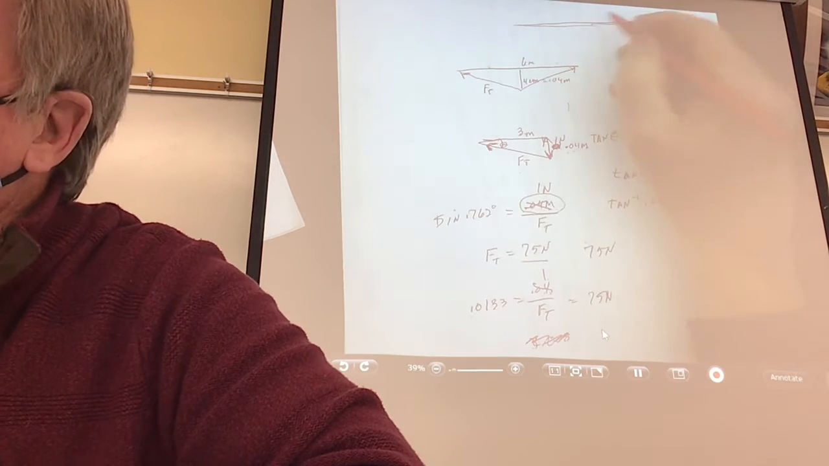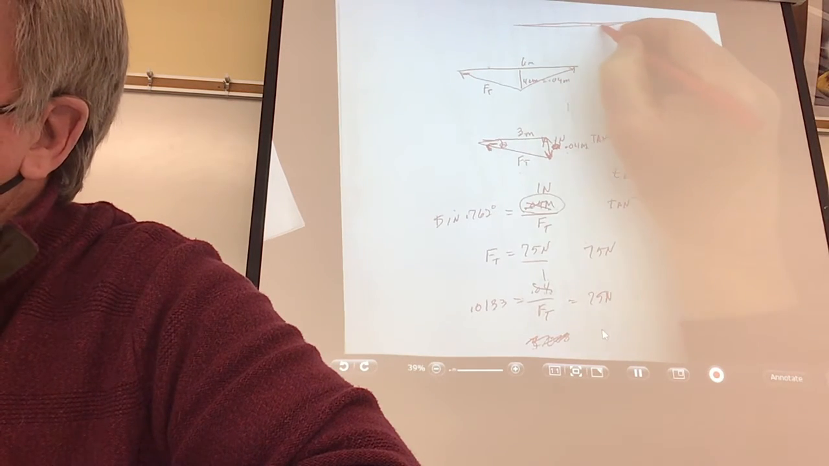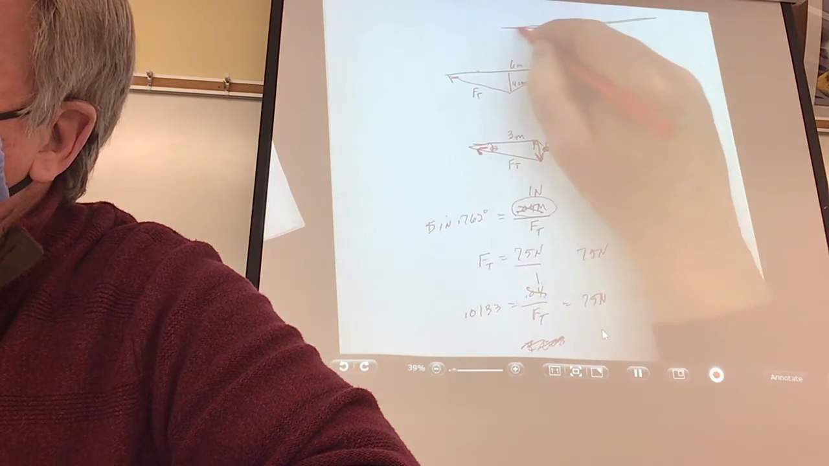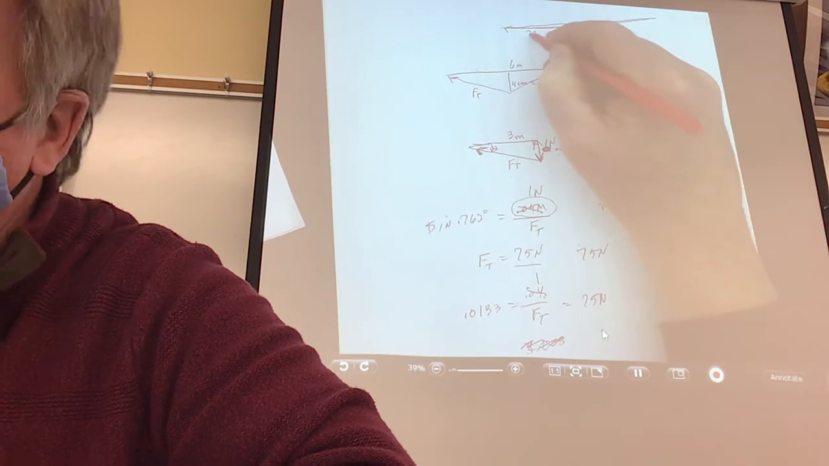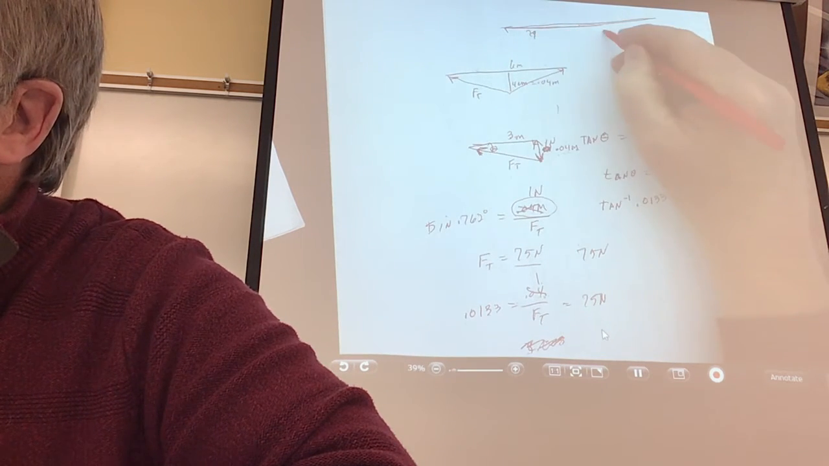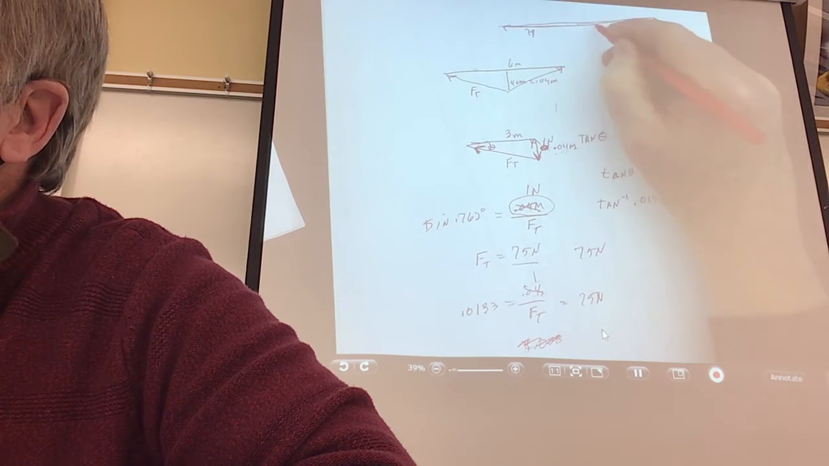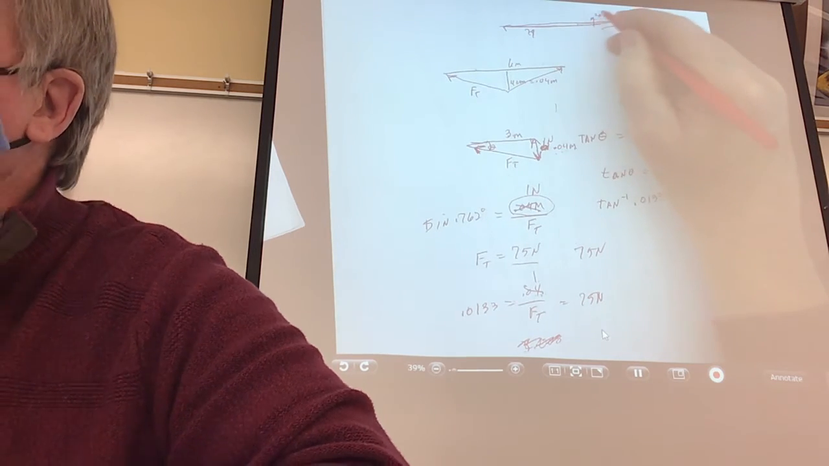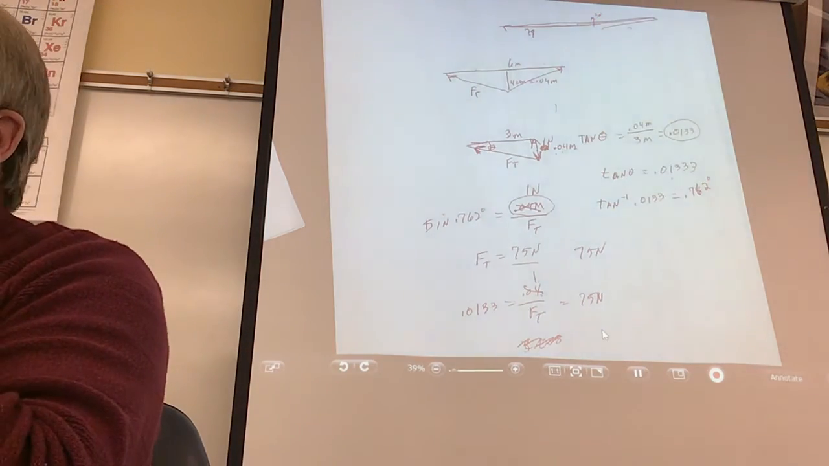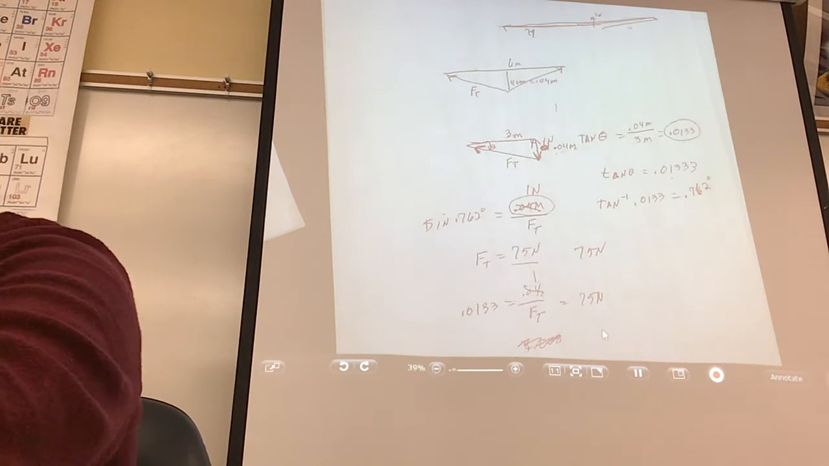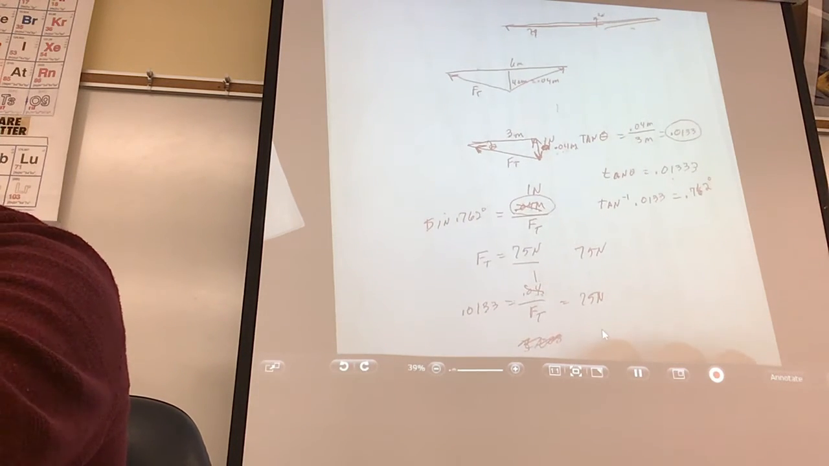And by the way, the real diagram looks like this. Watch. And that's what you did on the worksheet yesterday. 79 newtons this way, or 77 newtons this way, and 77 newtons this way equals 2 newtons up this way. See that? And that's weird. So it is huge. All right, questions on that?